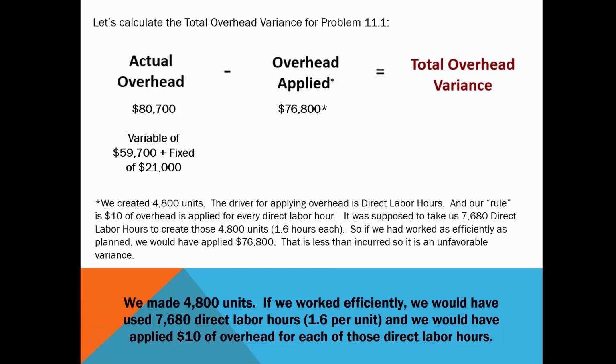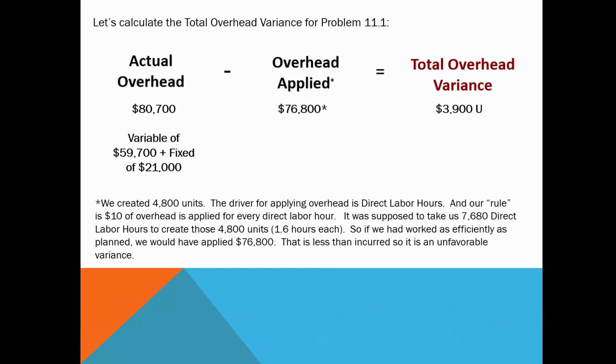If we had used 7,680 direct labor hours, and we used our rule of $10 of overhead, we would have applied 76,800. So again, we subtract from left to right, and 80,700 minus 76,800 gives us a total overhead variance of 3,900. It's a positive number, so it's bad news.